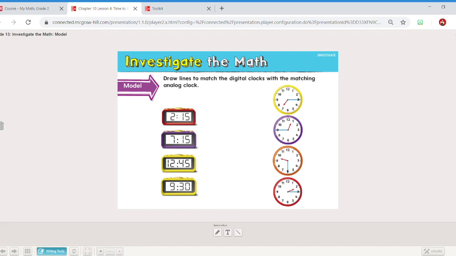Digital clocks we can read almost right away because the time is just right there. 2:15, 7:15, 12:45, 9:30. The bigger clocks take a little bit more effort in figuring out. So I'm going to go through and read each clock and write the time next to it. I'm not even going to worry about the digital clocks yet. Similar strategy as before, I'm going to start with the minutes. Well, here's my minute hand, and I'll start at the 1, 5, 10, 15.